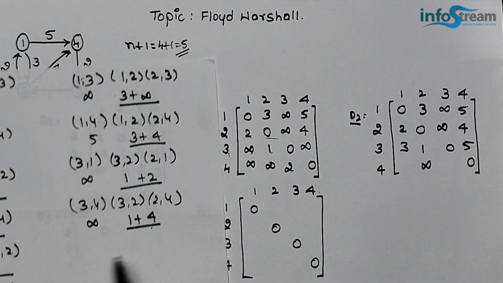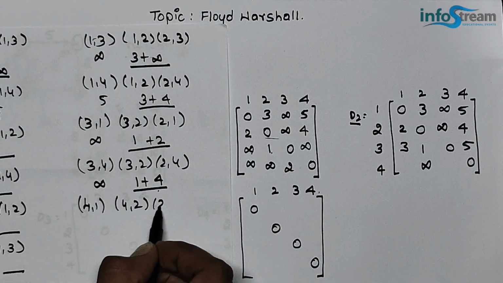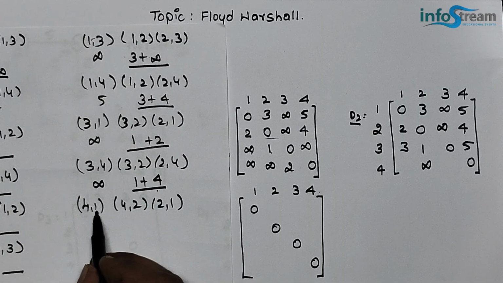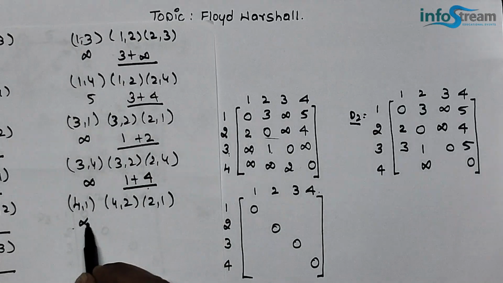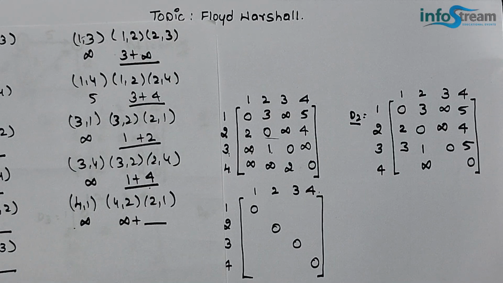Now let's find the value of 4 comma 1. So 4 comma 1 means from 4 I will come to 2, from 2 I will go to 1. 4 comma 1 value is infinity. 4 comma 2 value is infinity. If you add anything to infinity, it will be infinity itself. So you will be writing the value as infinity.